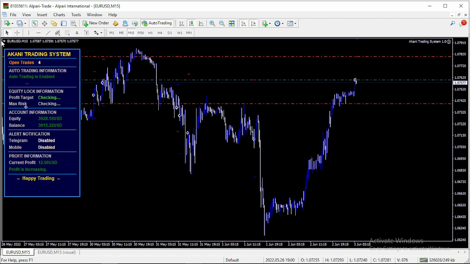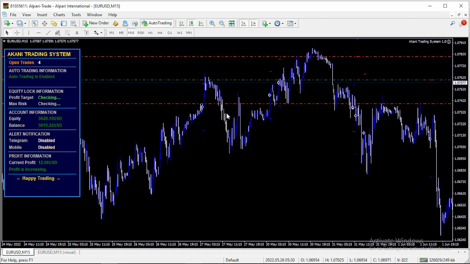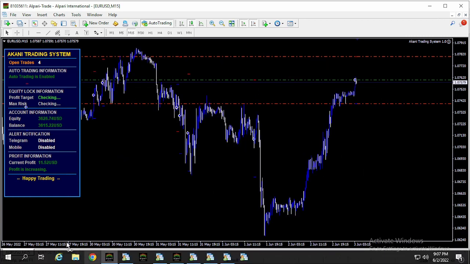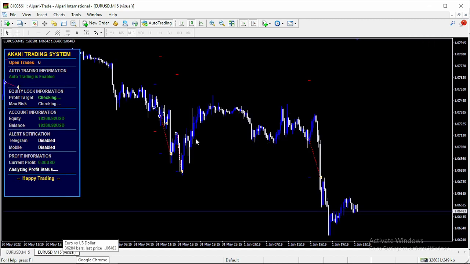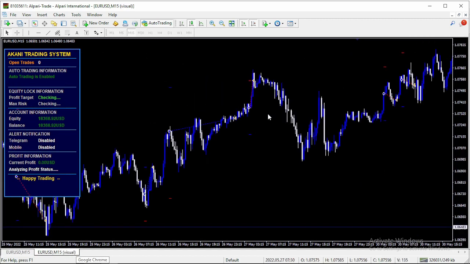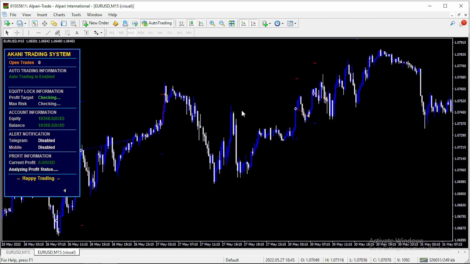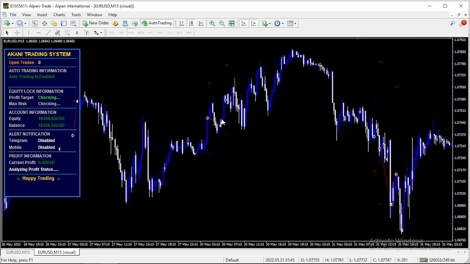If we go back here, you can see some of the previous trades it took. We had a sell trade here which ended up in a loss. Let's go to the back test and look at some of the trades it took, so that we can possibly explain everything to you guys. This is the Akani strategy. It tends to trade on the reversal. You can see the sell trade here, and the sell trade here.